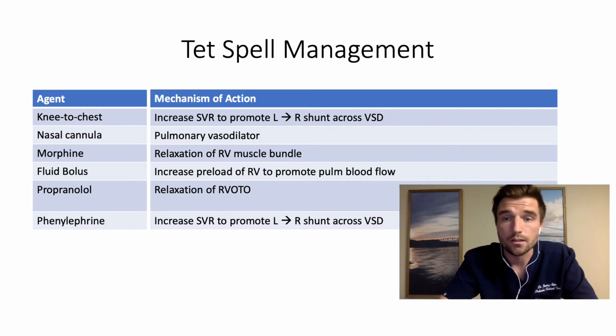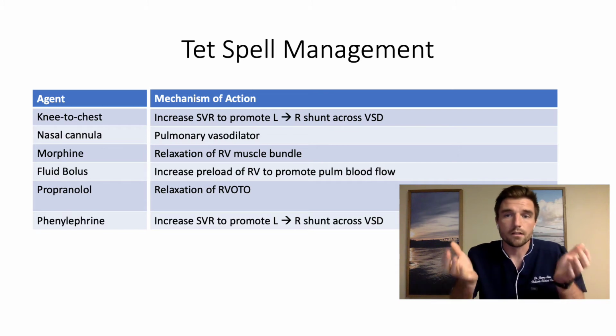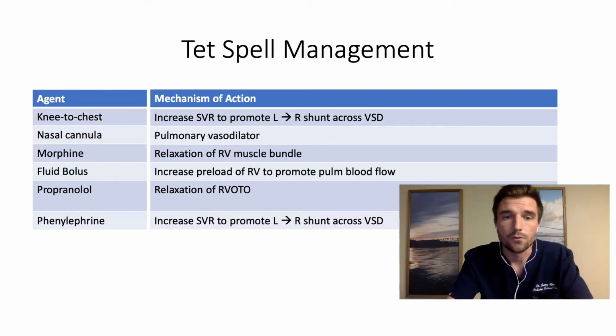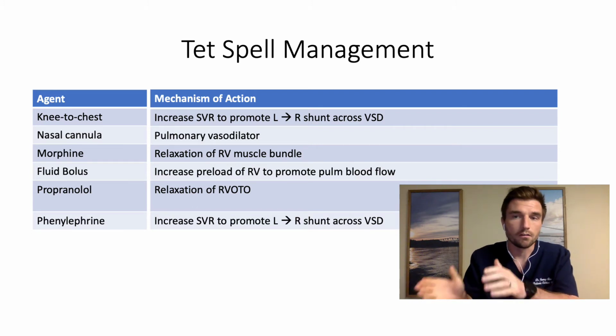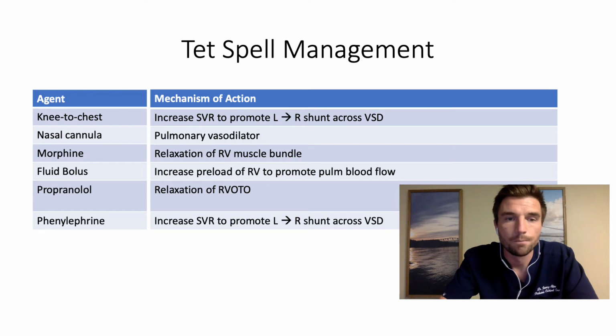And what that's doing is promoting increased systemic vascular resistance. So raising the pressure in that systemic circuit. Blood wants to flow from the pathway of higher pressure to the pathway of lower pressure. So if you can increase the pressure of the systemic circuit to be greater than that of the pulmonary circuit or the RV outflow tract gradient, you're going to shunt blood left to right, LV to RV, and then across the pulmonary valve into the pulmonary artery.